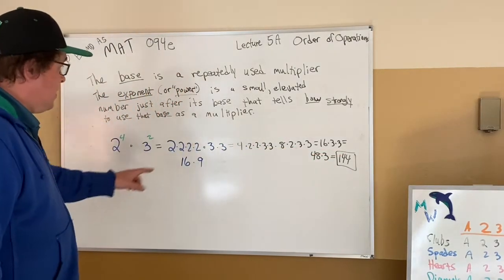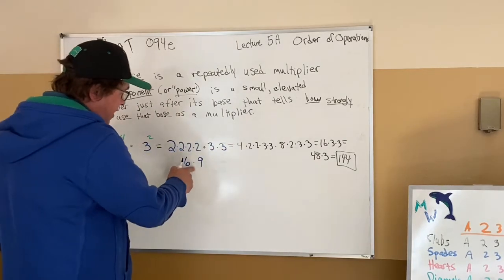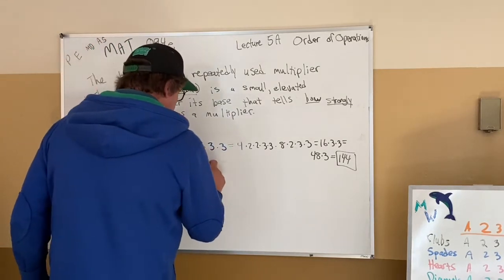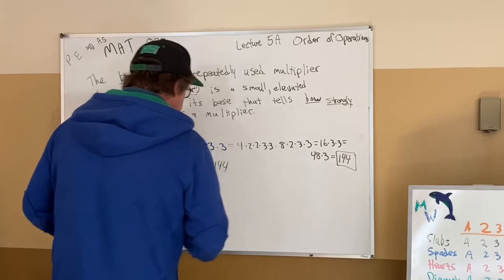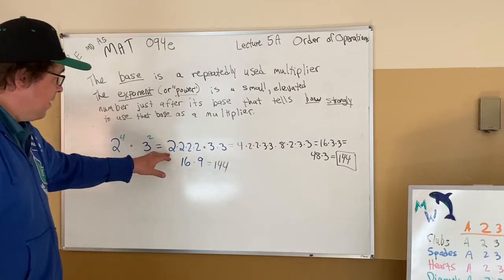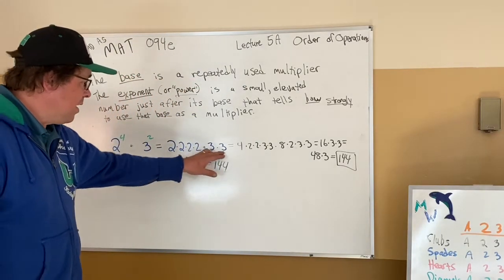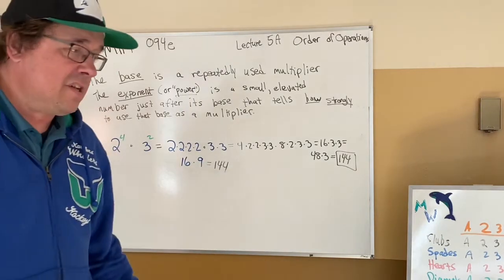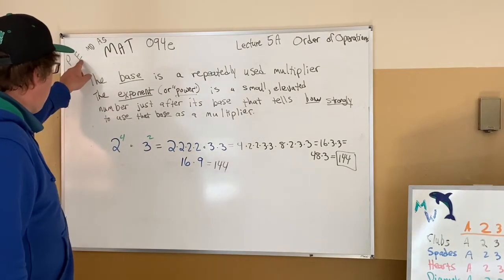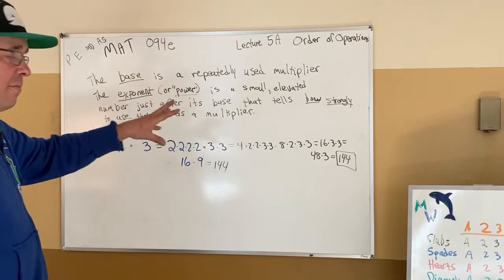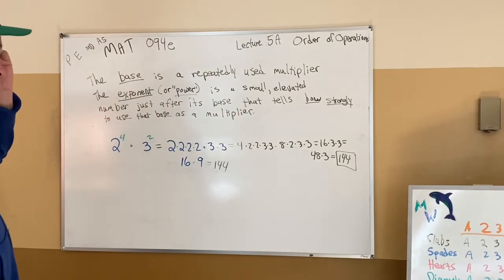representing to get my 144, because if you take 9 times 16, you will also get 144. But it might be quicker if I say, all the 2's make me 16, all my 3's make me 9. Let me do 16 times 9. And therefore, instead of writing the exponents out and then doing multiplication, we're going to try and evaluate the exponents when we get that opportunity.